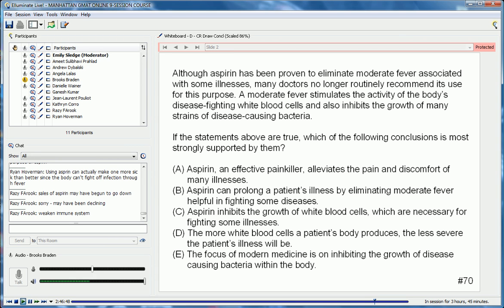I approached it to see which answer choice was in line with what I thought the conclusion was going to be. So I picked B because my first thought was that the body, if left alone, would heal itself or would work towards healing itself. So B was appealing to me because it went in line with that, insofar as aspirin might interfere with the body actually healing itself.